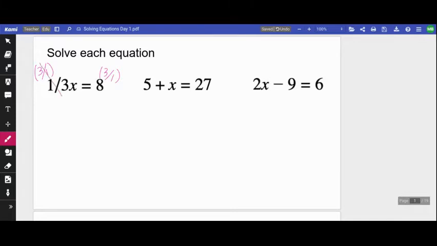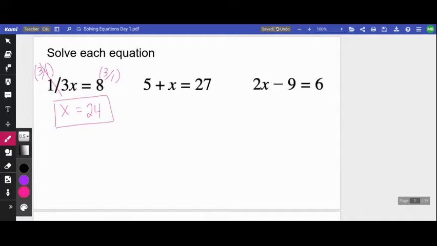3/1 times 1/3 is just 1. And 1 times x is just x. Anything times 1 is just itself. So I just have x left. And then 3/1, that's just 3. 8 times 3 is 24. So x is equal to 24 because 1/3 of 24 is 8.